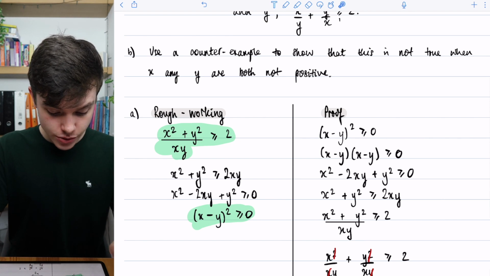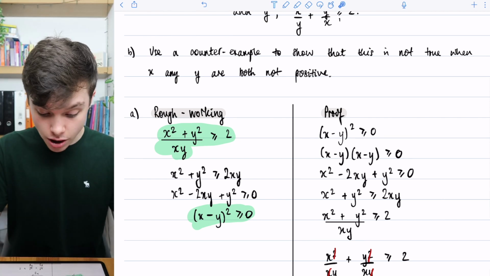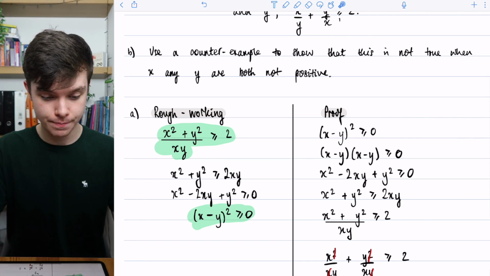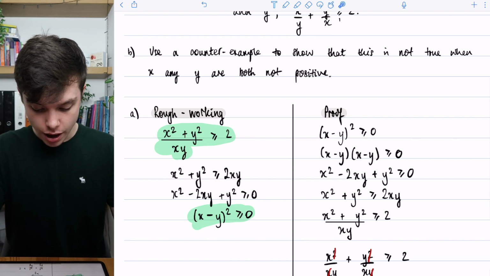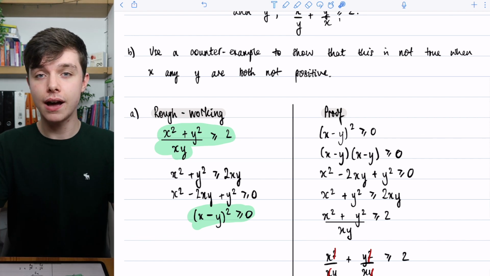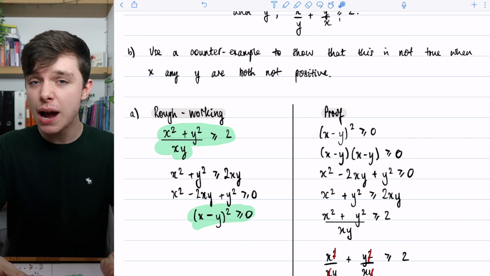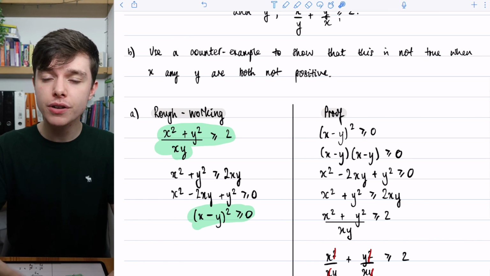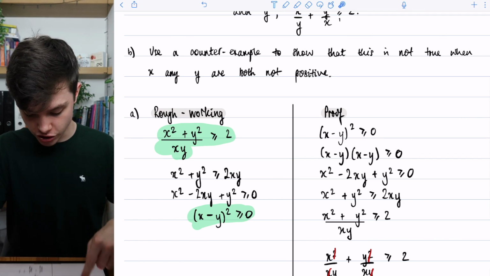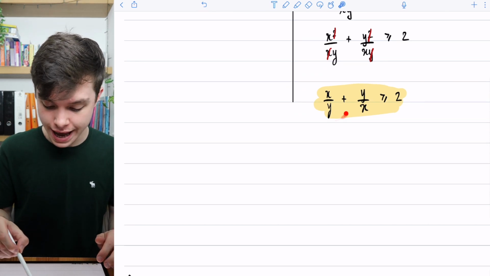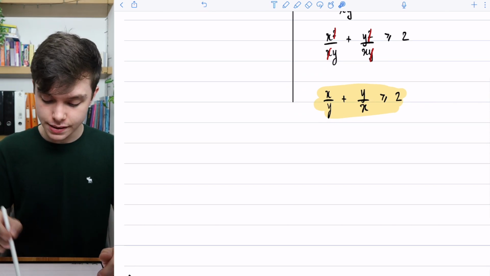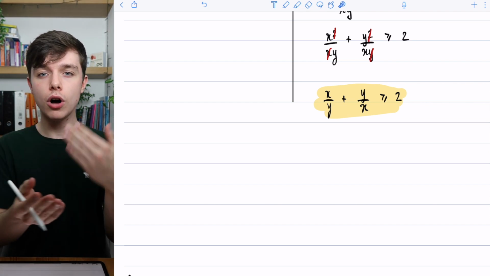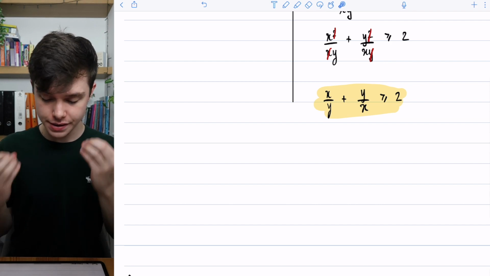Okay, part B says use a counterexample to show that this is not true when x and y are both not positive. You might want to go through some steps or some combinations, and in an exam, I would really encourage you to do that. Always try 1, always try -1, see what happens when you put 0 in. Of course, it's not going to work nicely here because we have got x and y in the denominator, so 0 is not going to work nicely there. But always try different combinations: 1 and 1, 1 and 2, -1 and 1, see what happens.